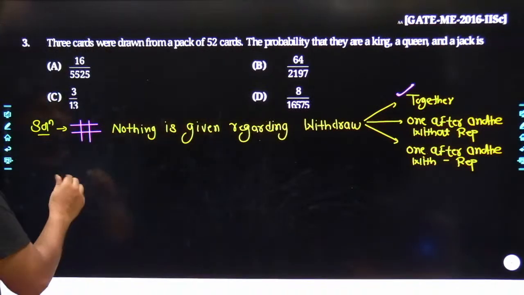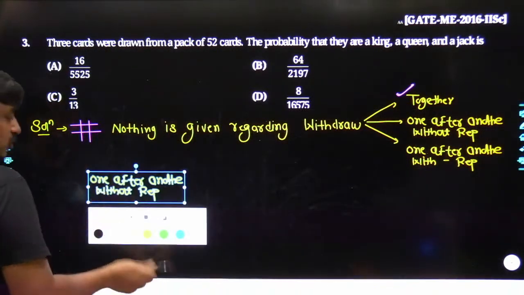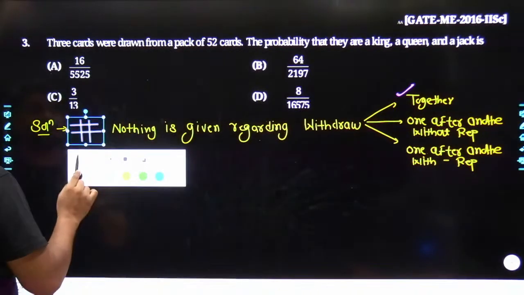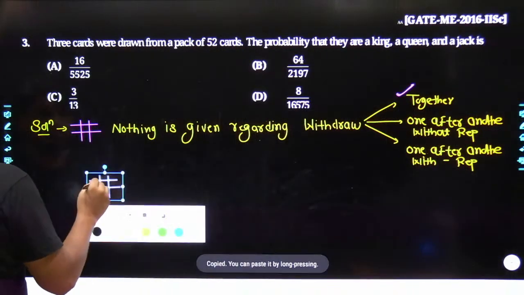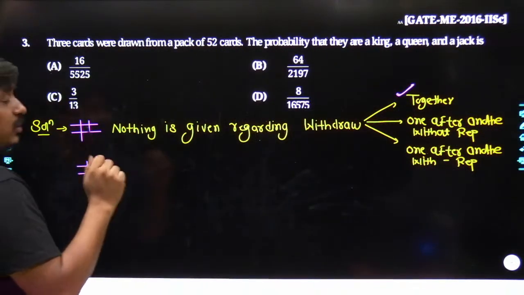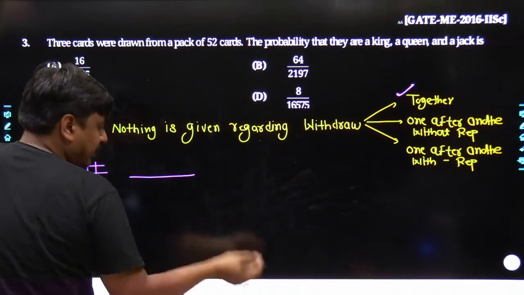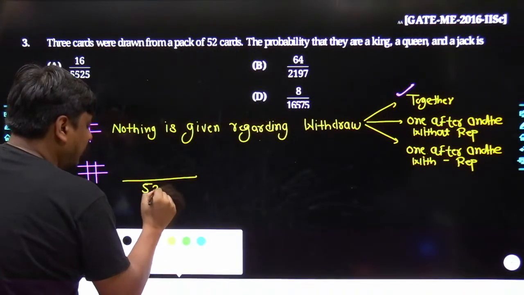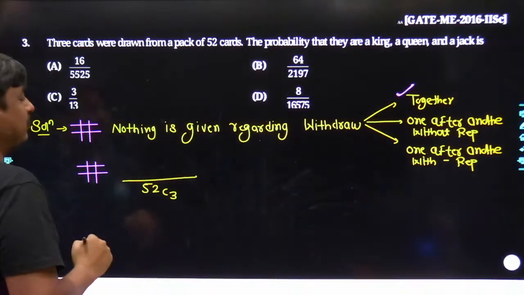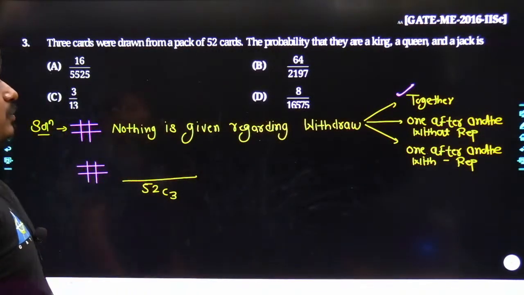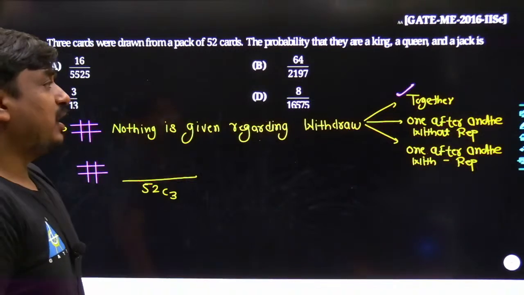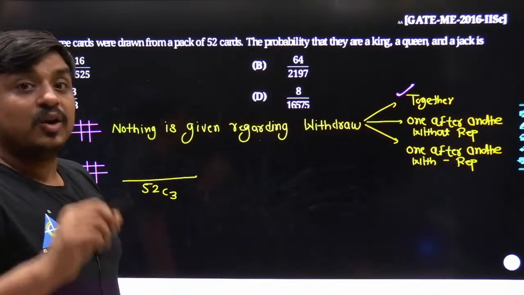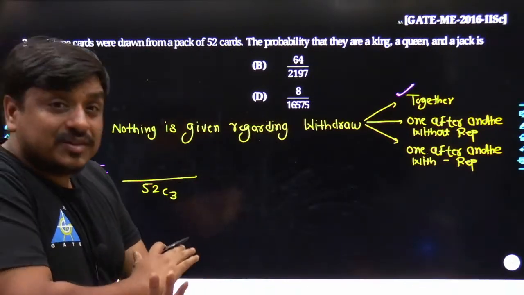So what we would do over here, we would presume this problem like this. That means the 3 cards have been selected together. If 3 cards have been selected together, how many ways could it have been done out of 52 cards? It would be 52C3. And among them, one has to be a king, one a queen, and one a jack. And keep in mind, if they have all been withdrawn together, their sequence does not make any sense.